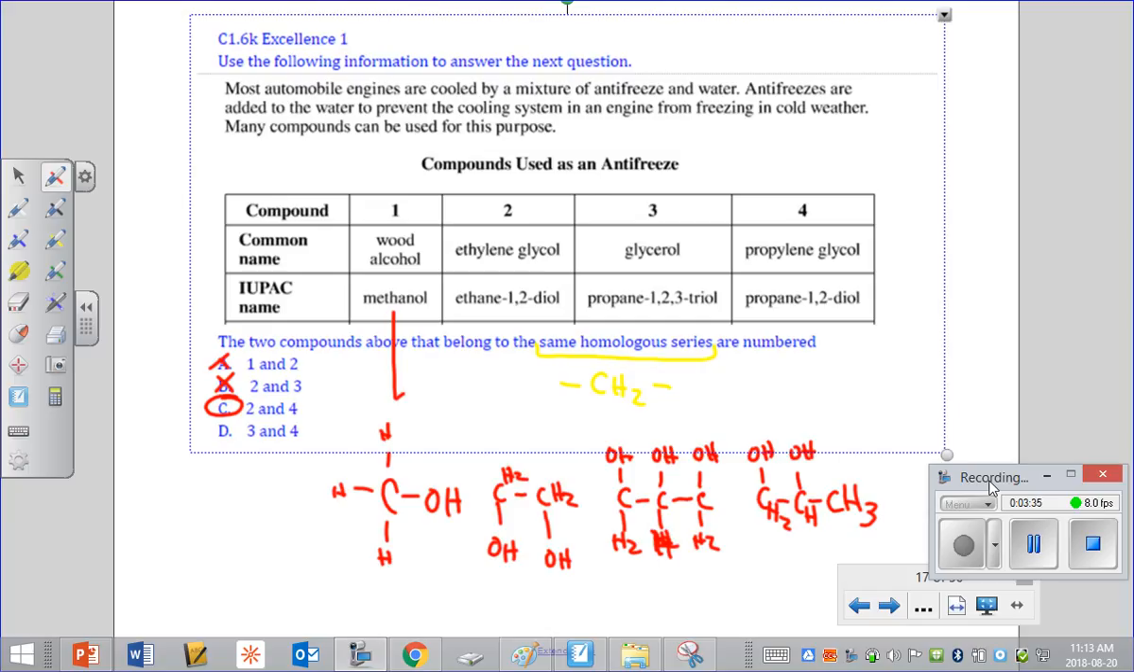If I were to compare 3 and 4, 3 and 4 have the same number of carbons in the parent chain, so we would rule that out.